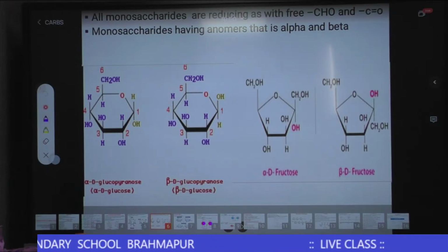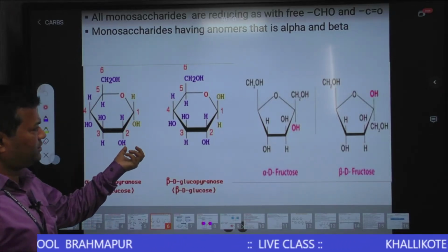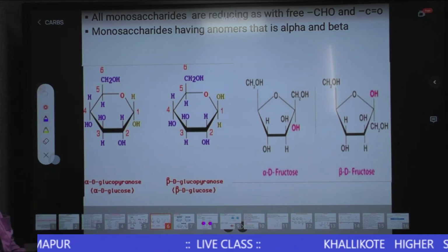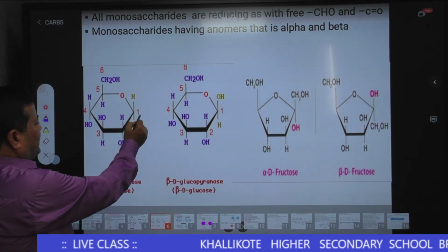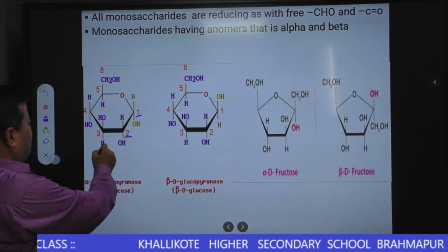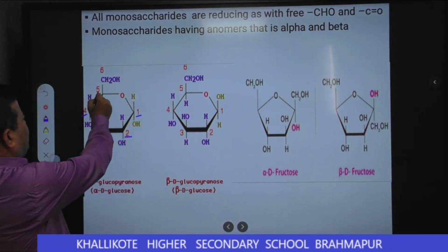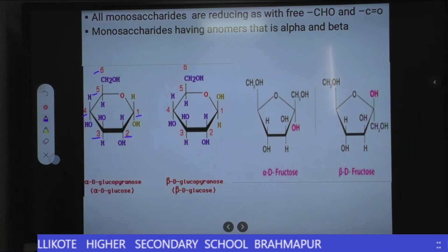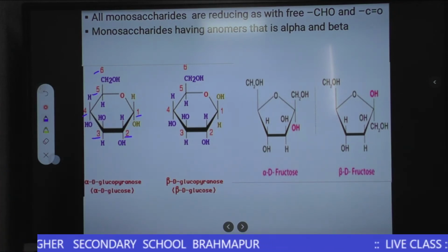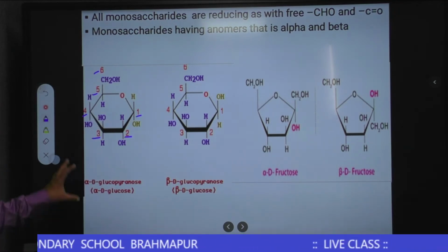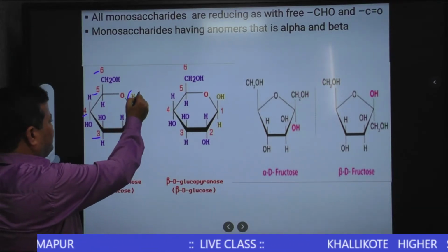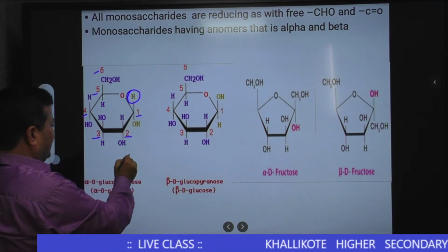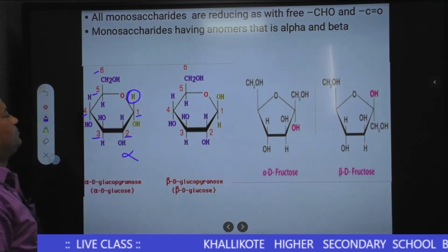Here you can see the picture and the structure of glucose and fructose. This is the first carbon atom, second carbon atom, third carbon, fourth, fifth, sixth carbon atom. The sixth carbon atom is present in the hexagonal form. This is the pyranose form.